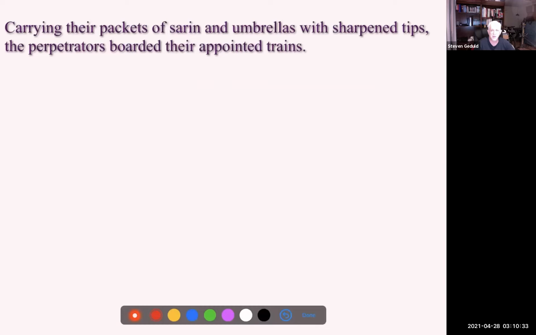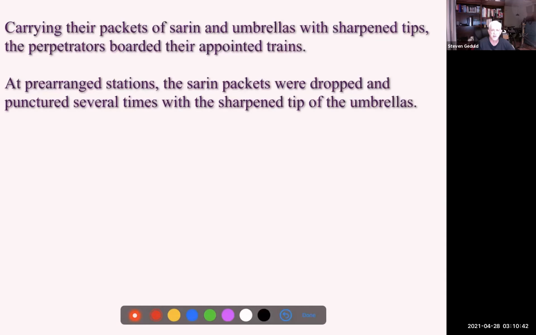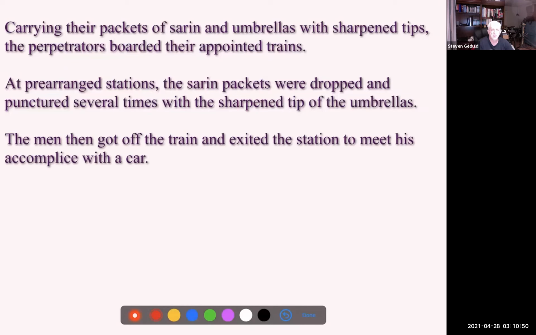Carrying the packets of sarin with umbrellas with sharpened tips, the perpetrators boarded their appointed trains. At prearranged stations, the sarin packets were dropped and punctured several times with the sharpened tip of the umbrella and released the gas into the air. The men got off the train and exited the station to meet his accomplice with a car.